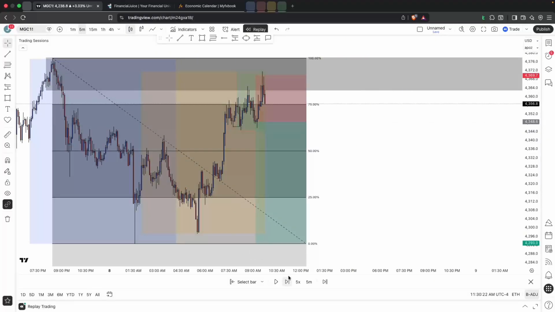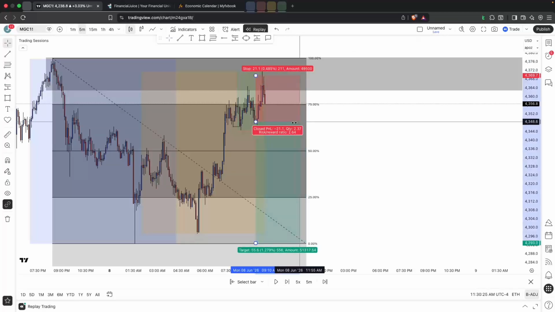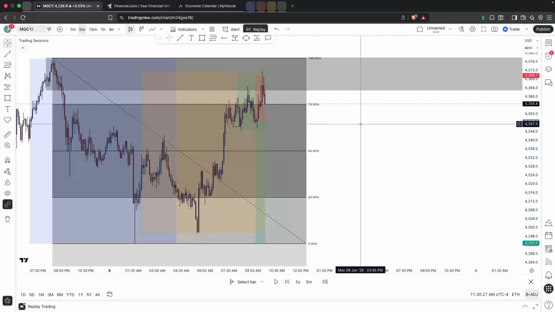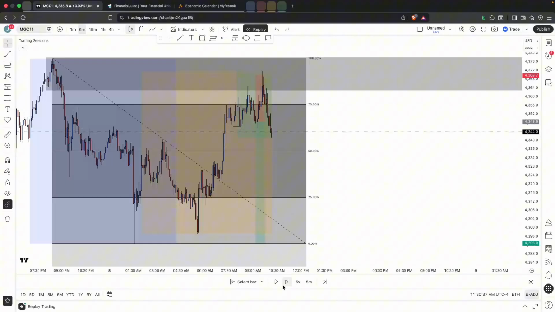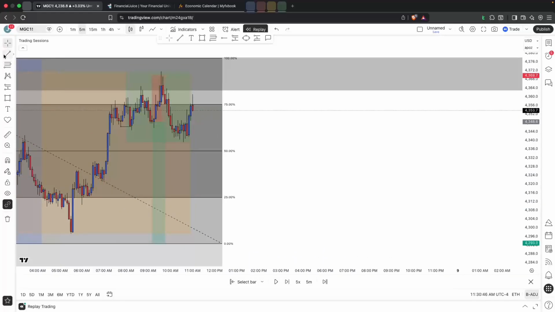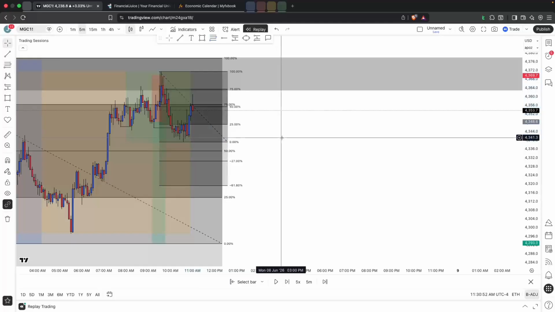Okay, so we got stopped out. Price taps even deeper into this area. I should have waited. I think I should have waited for a breaker structure. Okay, now we see a breaker structure. Now we wait for a pullback. I was too fast of an entry.